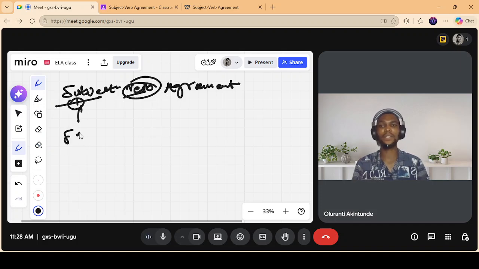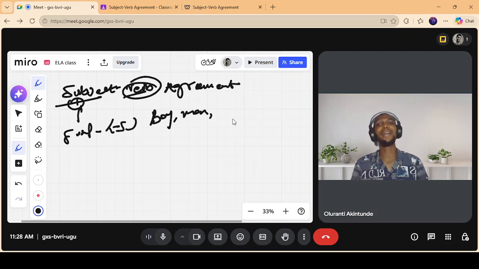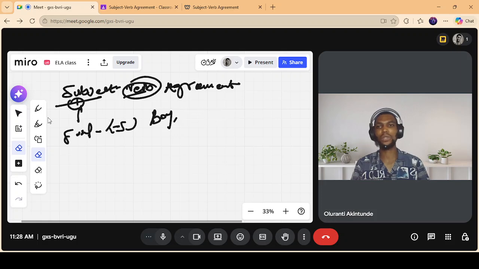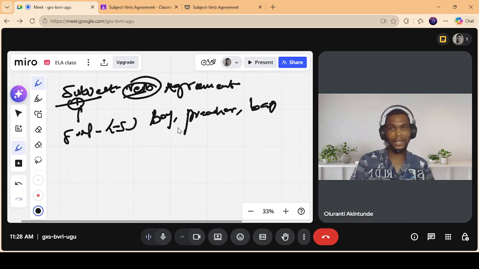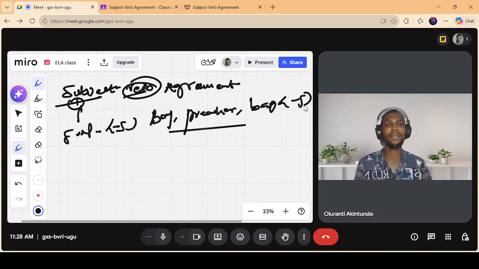Now, singular noun will not take s, that is minus s. So we have boy, man. Oh, although man is an irregular, it will take an irregular plural, but yeah, man will be men, right? So you know what? Let me just erase that, so as not to cause confusion. All right, so boy, preacher, bag. All right, so because these are singular, they don't take s, minus s.